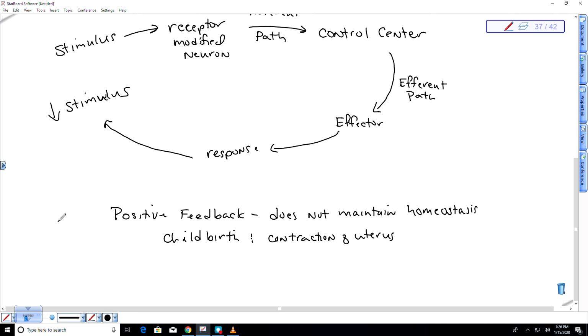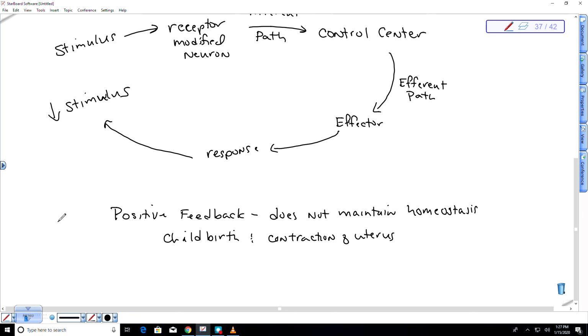So for example, when the uterus contracts, it causes the baby's head to press on the cervix, and that pressing on the cervix actually causes more contractions and more forceful contractions, faster contractions. And so this builds until the baby is born, right? So there is an ending to it, but the contractions get more and more intense until the baby comes out, and then the contractions die back down again. So that is an example of positive feedback.